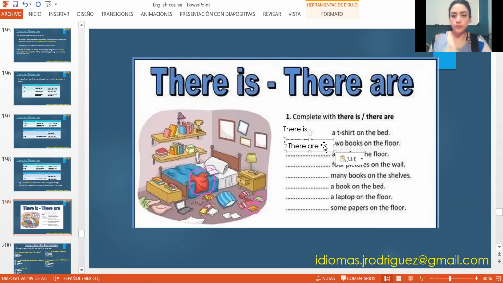Next. A scarf on the floor. What is a scarf? This thing. Una bufanda en el piso. So, una, we cannot use are. We'll say there is, or the contraction, there's a scarf on the floor. Okay, hay una bufanda en el piso.